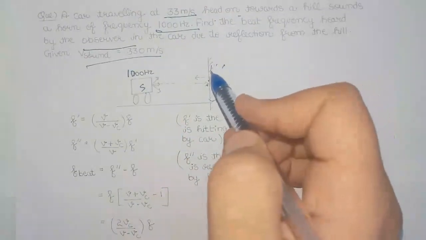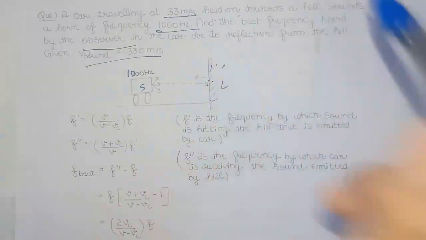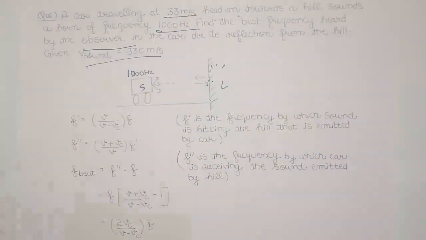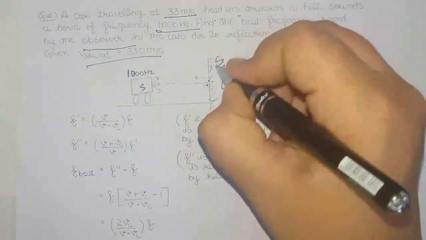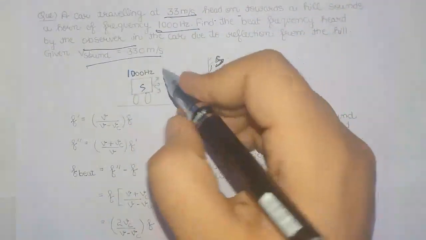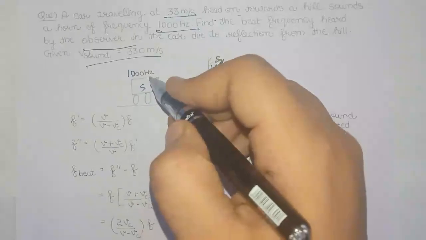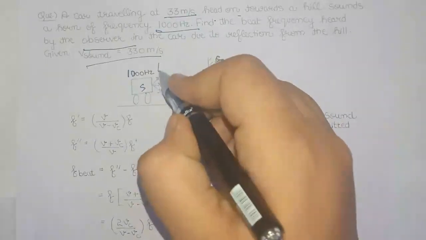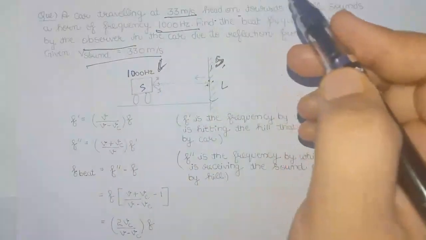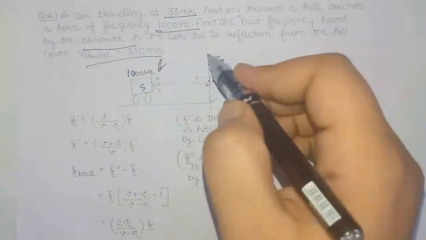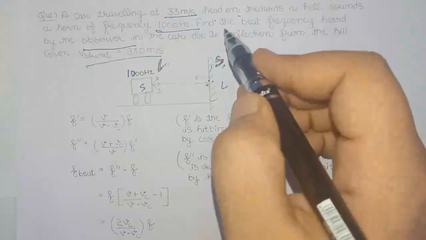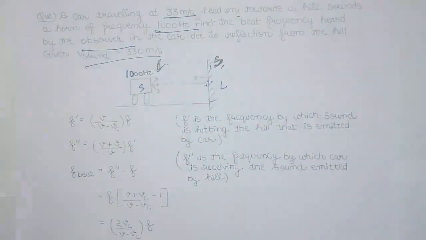Now in the second case, when the sound wave is reflected, this surface or this hill will behave as a source and this person sitting in the car will behave as a listener. So in the second case, the listener is moving towards the source. So let us write the equations.